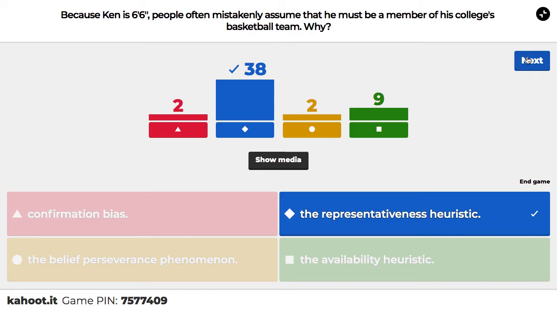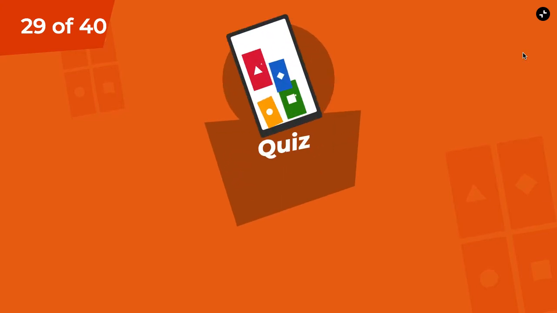Okay, so let's explain why this is representativeness. Your prototype for a basketball player is what? That they're tall. So here they're making a judgment that he must play basketball because he's tall. That's representativeness.